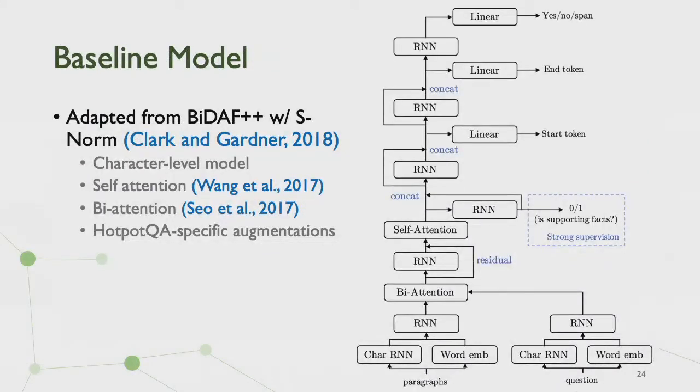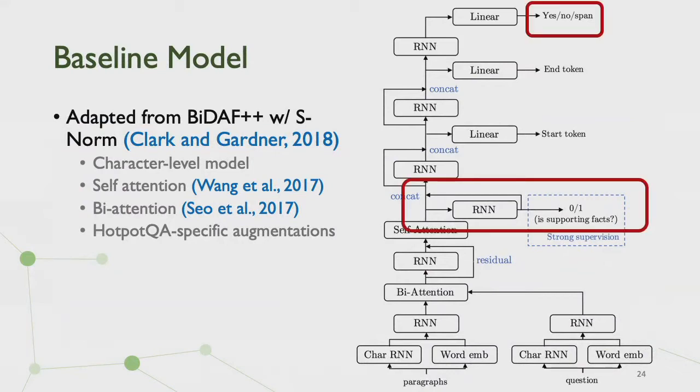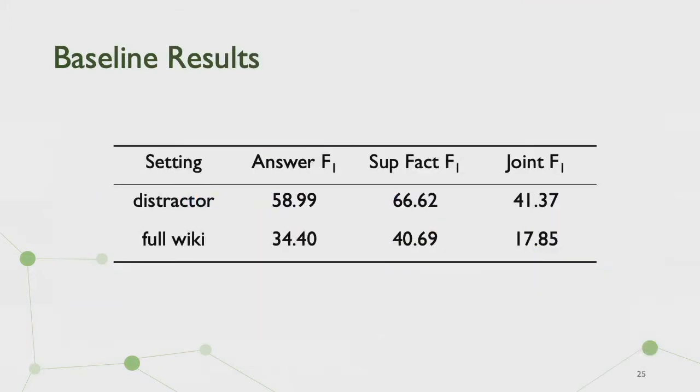And for this paper, we used a baseline model that's adapted from BiDAF++, which was a pretty standard model. And we made some customization to make use of the supporting facts in our data set and also predict yes and no answers rather than span based. So the performance of the baseline model is not that bad, but also it's very far from perfect. As you can see in the distractor setting, the joint F1, which is combining the answer and the supporting facts, is only 40%. And if you move to the full wiki setting, where we retrieve 10 paragraphs from Wikipedia, the performance is less than 20%. Because now the problem is a lot more challenging.